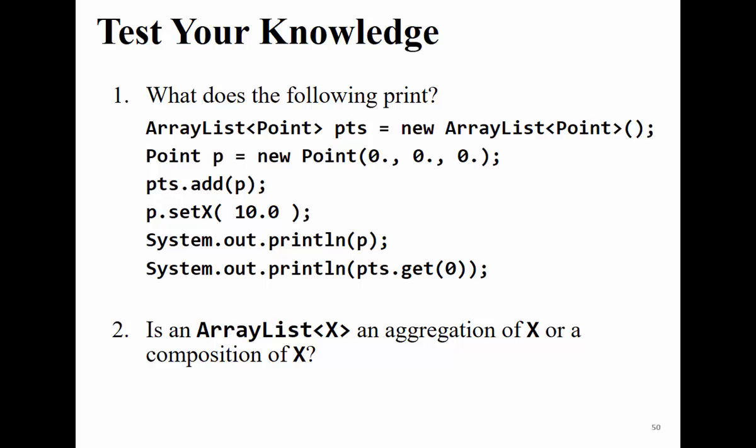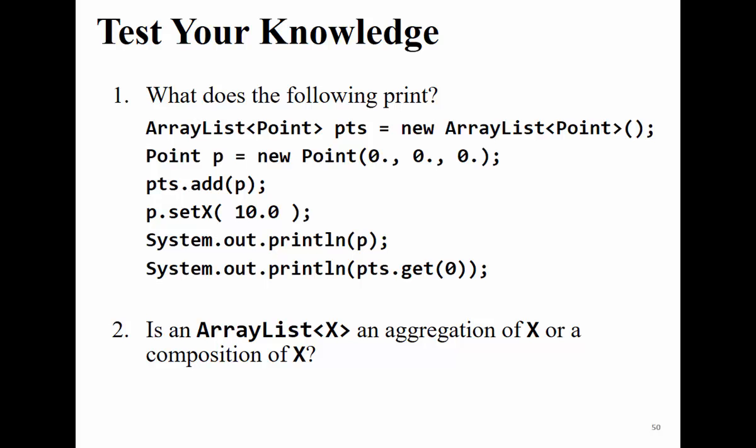Let us break it down. We create an array list. So we create a new object that is called points. And in the second statement, we create a new point, P. We use new, that means we reserve new memory, and we store 0, 0, 0. Now, I take this P and insert it inside the array list.